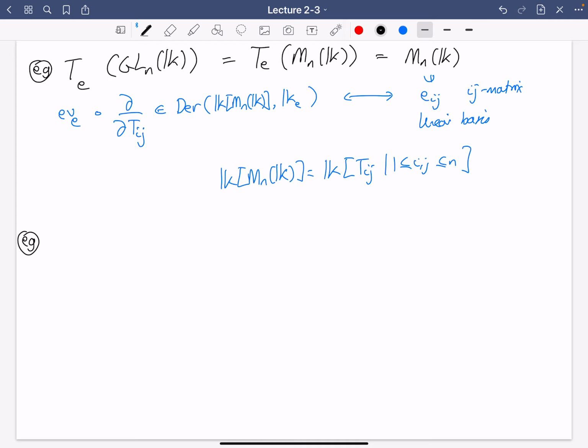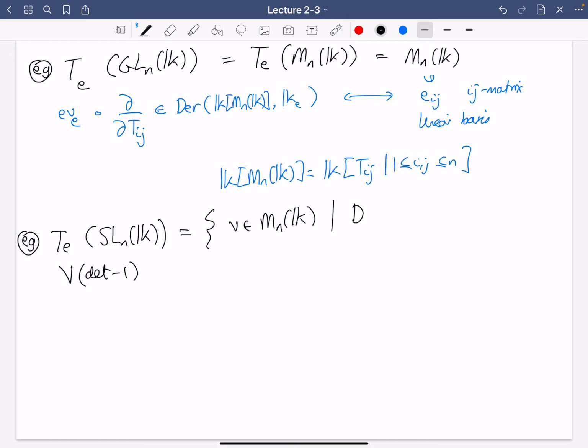What about the tangent space of maybe SLN of K? So that's a closed subvariety of GLN of K. It's the vanishing of determinant minus 1 inside GLN. So its tangent space should be a subspace of matrices. It should be all the points in the tangent space of GLN, which we've just identified with n by n matrices, such that dv bar.